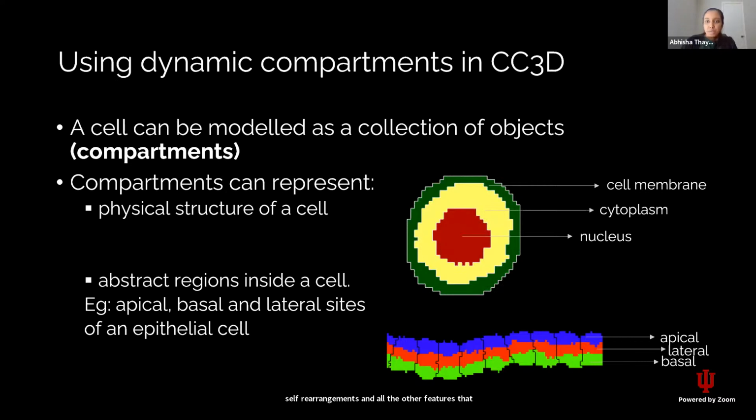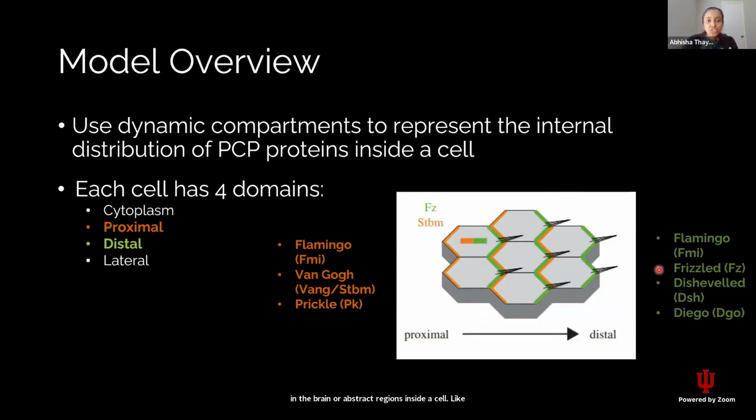Using dynamic compartments in CC3D, a cell can be modeled as a collection of objects. These compartments can represent either the physical structure of a cell, like nucleus or cytoplasm or cell membrane, or abstract regions inside a cell, like apical, basal and lateral sides of an epithelial cell. So we are going to use these dynamic compartments to represent the internal distribution of PCB proteins inside a cell.